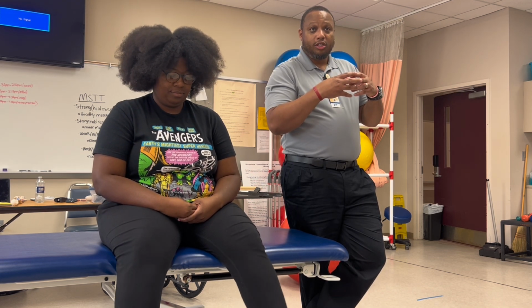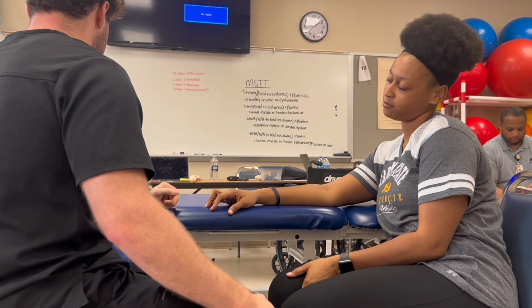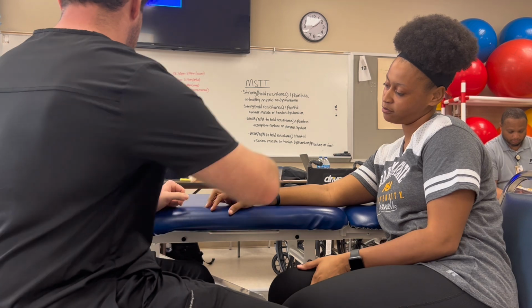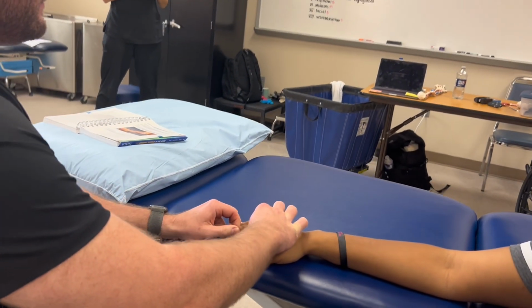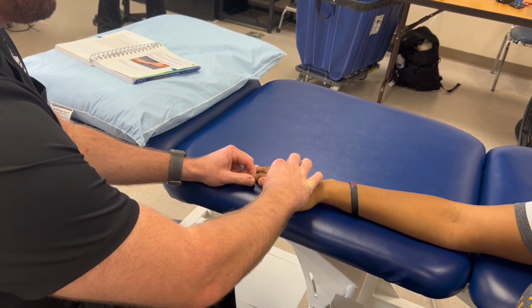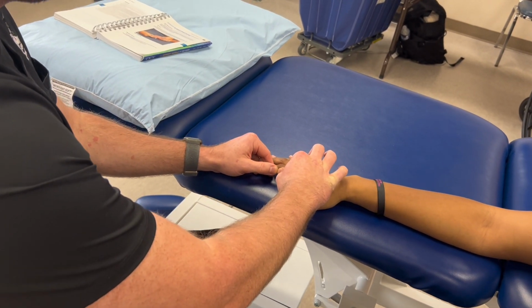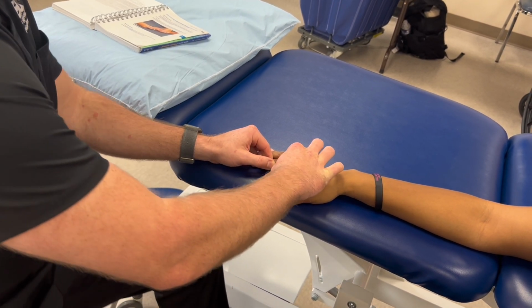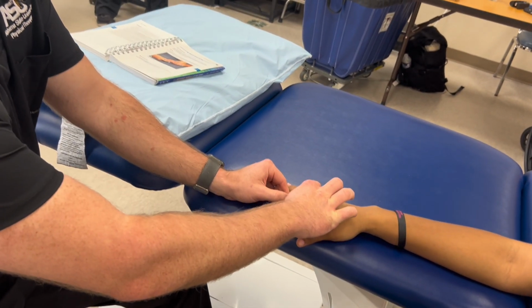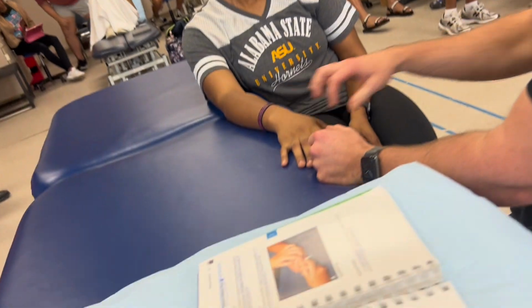Now, for the valgus stress, we're going to provide a valgus force on the joint, creating a fulcrum to gap the joint. So we're going to stabilize just past the MCP, and then we're going to grab also at the DIP, and we're just going to push towards those other fingers on the outside of the joint. A positive finding would be excessive gapping that's noted when compared to the uninvolved side. So it may indicate a collateral ligament tear.